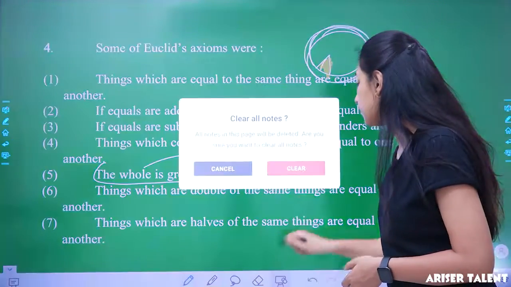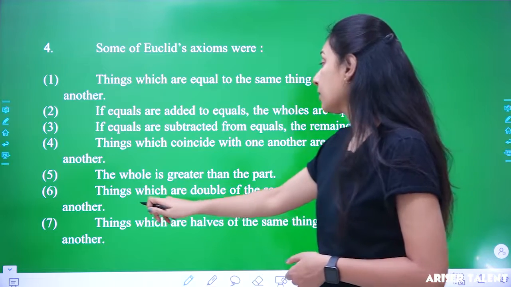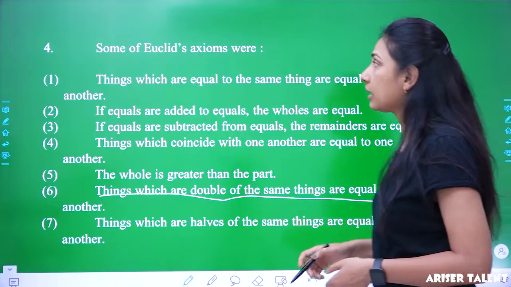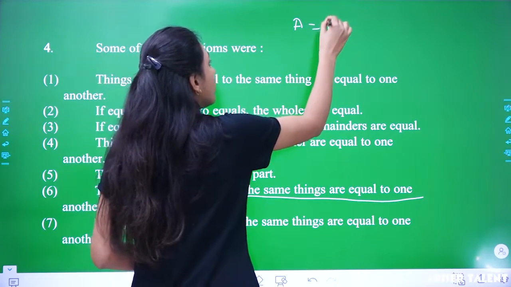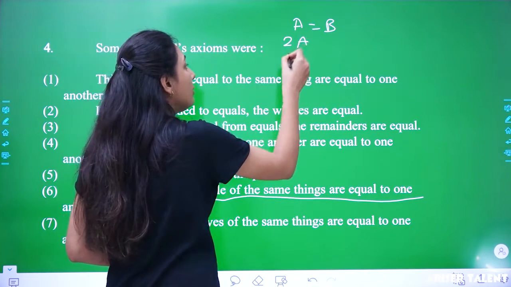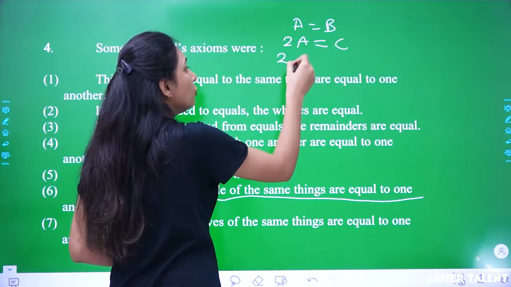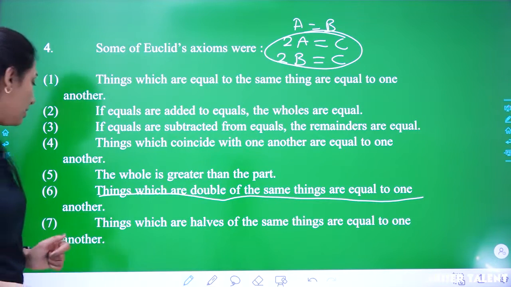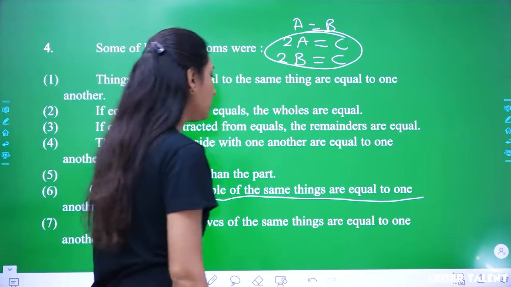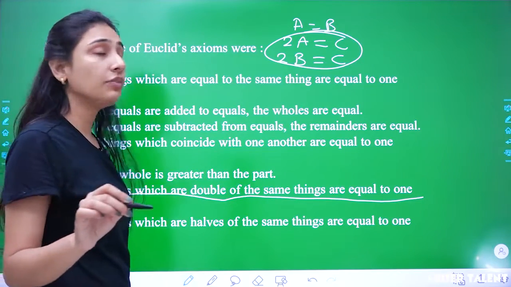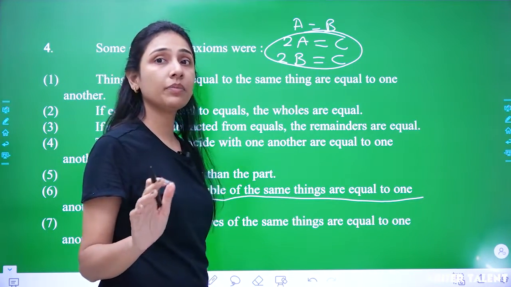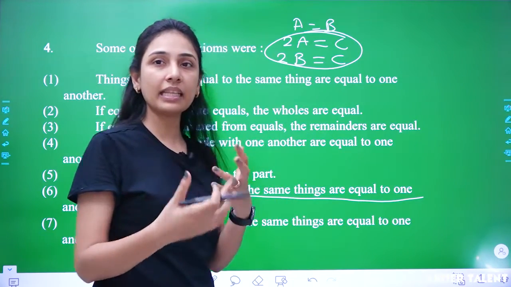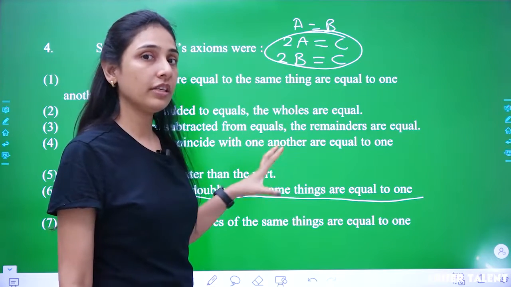Now next, things which are double of the same things are equal to one another. If A is equal to B, and 2A is equal to C, then 2B will also be equal to C. So if we are doubling the same things, they are going to be the same. We have taken some good examples of it, like a water bottle, so in that part we understood it very well.